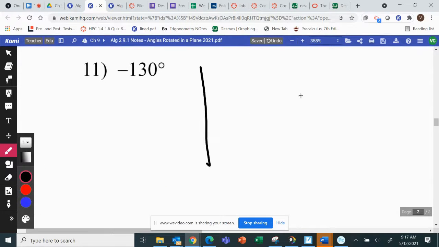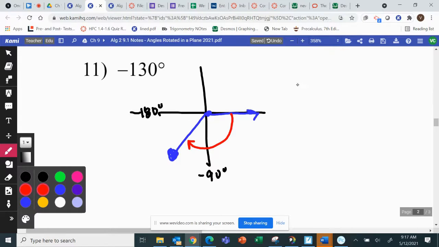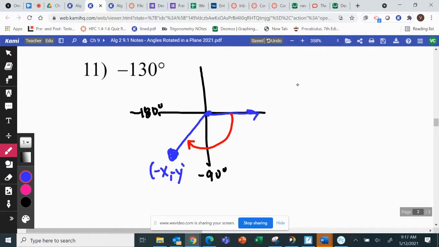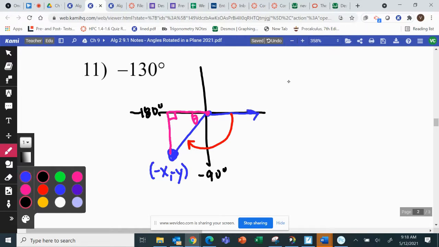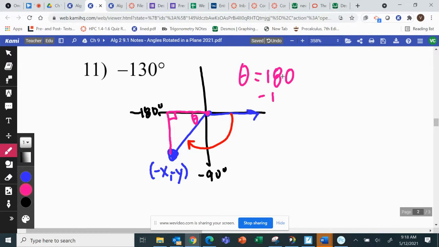Negative 130. So I'm doing negative this time. So negative 130. When I get to this xy, it's going to be negative x, negative y. I start at 0, 0. I go left, down. My theta has to connect to the x-axis. Has to be on the x-axis and the terminal side. So for this one, if I'm looking at 180, it's going to be less than 180. It's going to be 180 take away the red part, the 130. So this one would be 50.